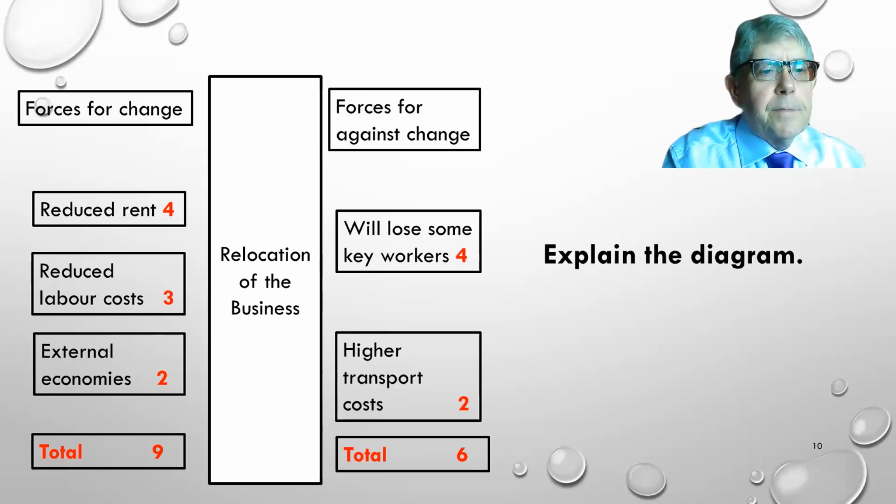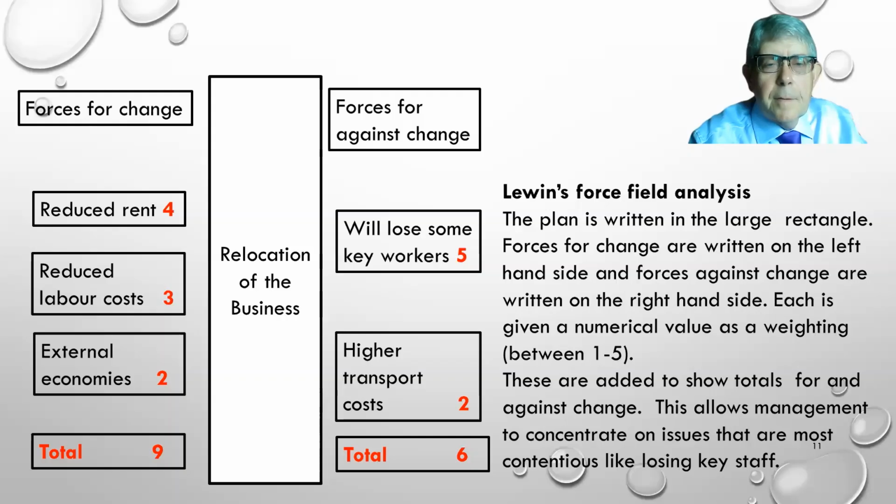Explain the diagram. This is Lewin's force field analysis. The plan is written in the large rectangle. Forces for change are written on the left-hand side and forces against change are written on the right-hand side. Each is given a numerical value as a weighting between 1 to 5. These are added to show totals for and against change. This allows management to concentrate on issues that are most contentious, like losing key staff.